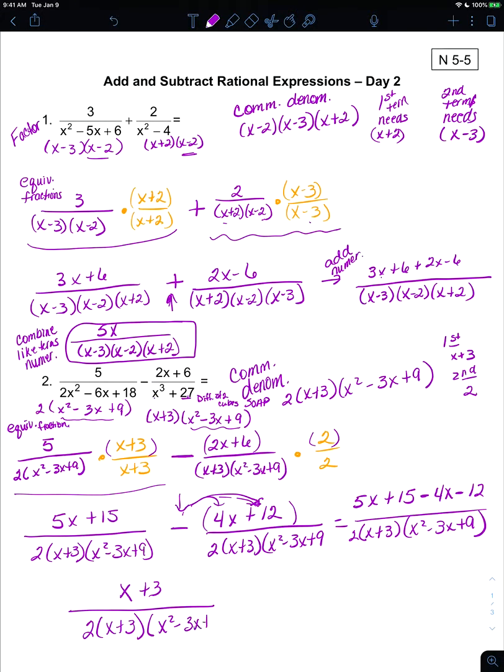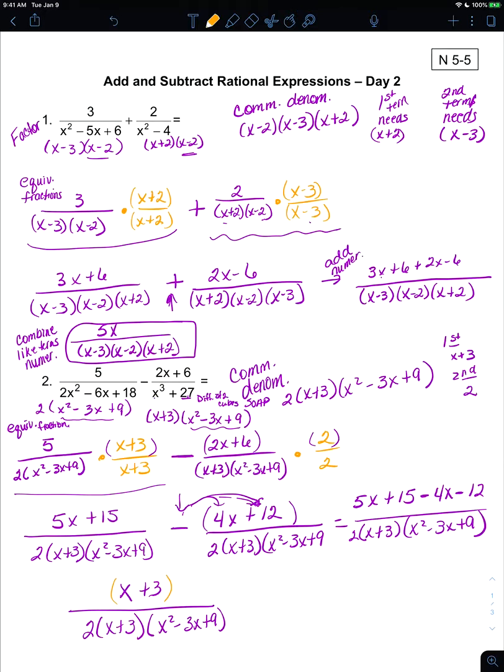So remember, we learned how to multiply and divide these out last week, and that is why we learned the multiplication and division first, because it's a lot easier. This addition and subtraction does get a little bit harder to do, so just keep in mind the difference between those. So look, we have got an x plus 3 in our numerator and an x plus 3 in our denominator.